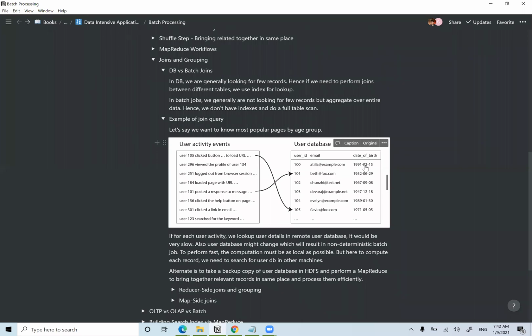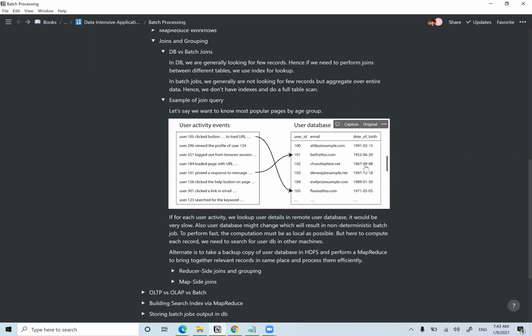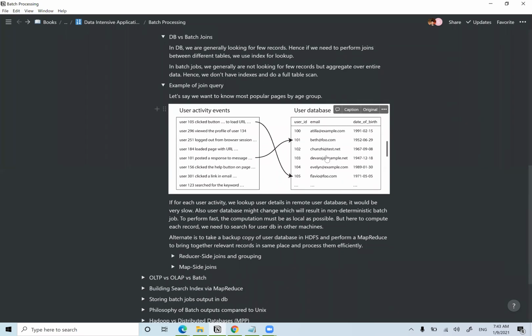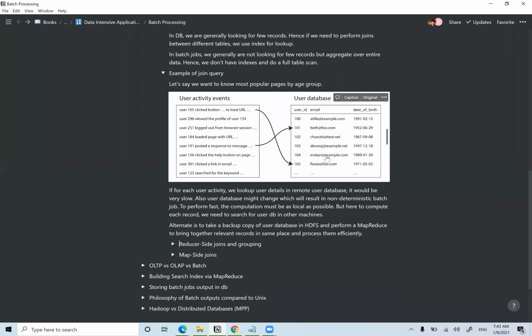So that's why having an index is not useful, and generally batch processing systems, like HDFS in this case, don't have any index as such, because you don't need one. You are going to merge the entire data set. So this was the basic difference: in your DB you're looking for one record, whereas in batch jobs you have to merge the entire data set, so there is no index concept.